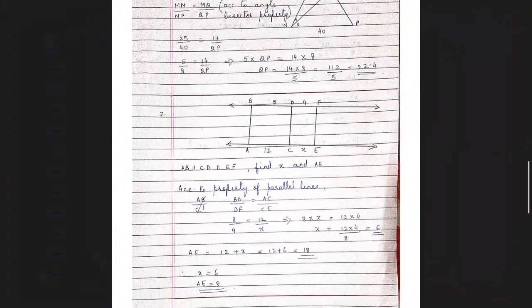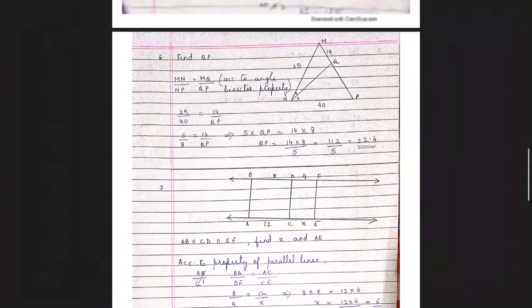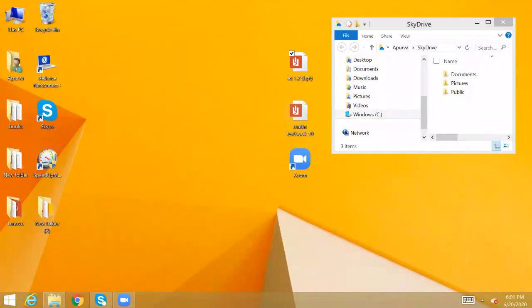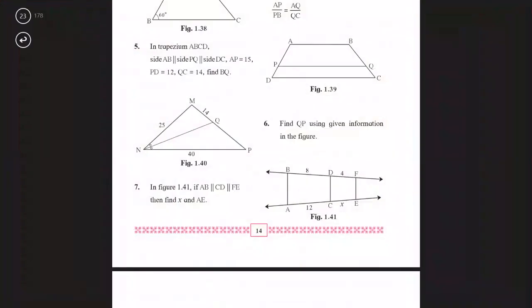All right. Now, question number 7, let's go to the question from the textbook. That's number 7. You have figure 1.41. You are given AB parallel to CD parallel to FE. You have to find x. You have to find AE. x is nothing but CE. And then when you find CE, you will just add AC plus CE. That will give you AE.